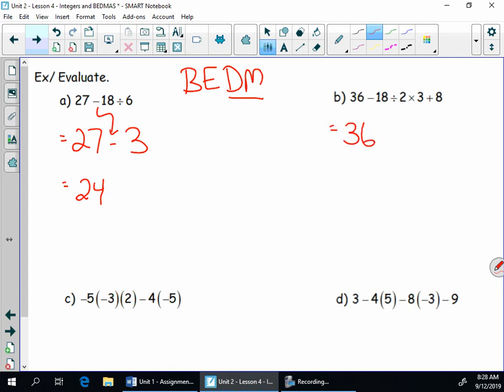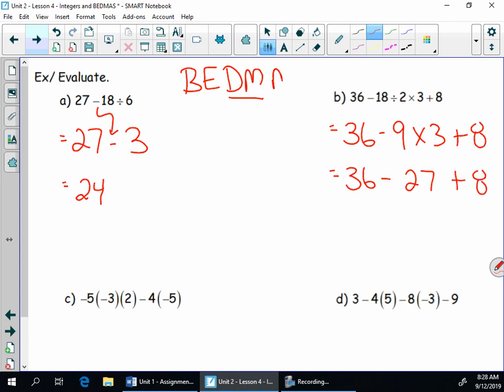So 36 stays the same. Minus stays the same. 18 divided by 2 makes 9. Everything else stays the same. Right, next. I still got multiplication, so I gotta do that next. 36 stays the same, minus stays the same. 9 times 3 makes 27.